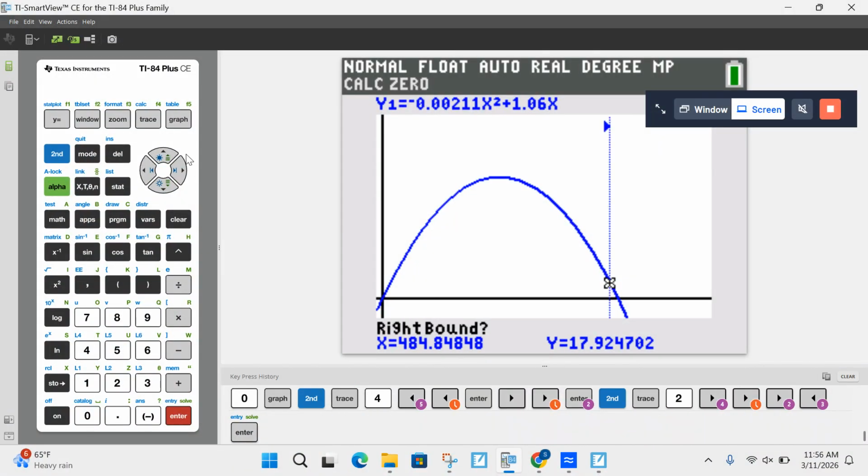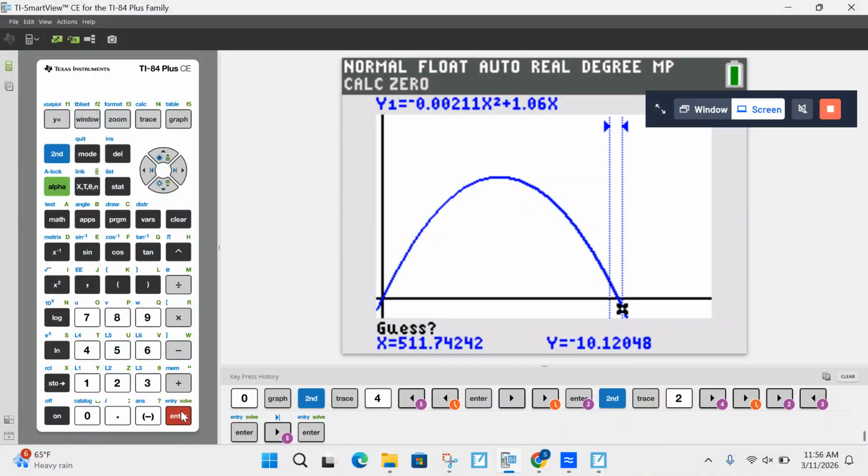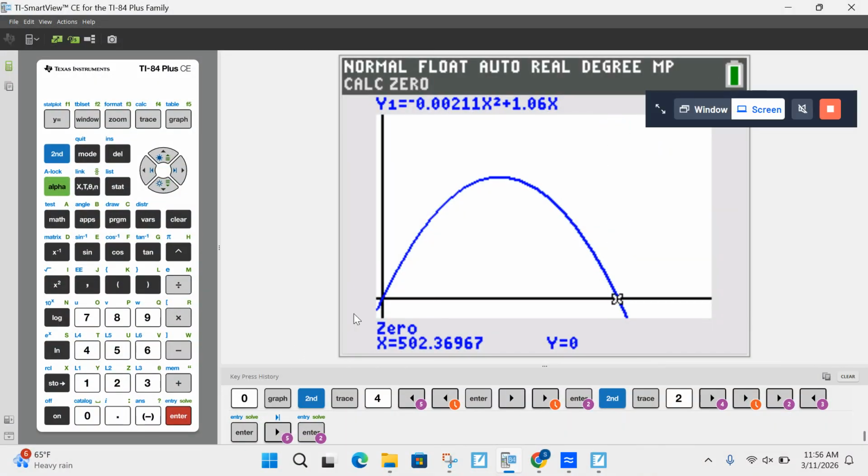And then you want to pick a point on the right, so you click the right arrow until you get to the right of it. You can't just click it once. You have to click it a couple times until you get to the right of the zero, which is usually going to be below it if the other one was above the x-axis. And then press enter. And then you have to press enter one more time. If it says guess, you're not done yet. You have to press one more time until it says 0, and then it says 502.